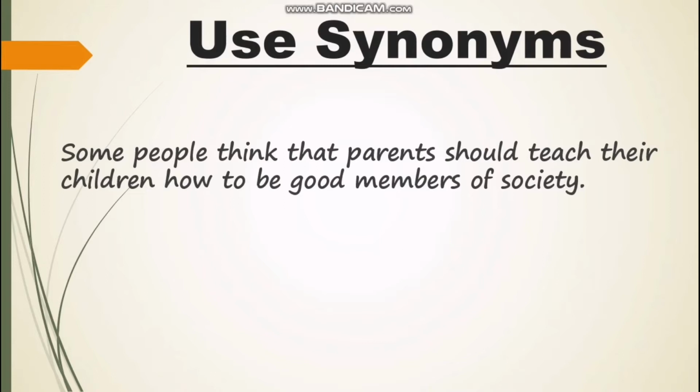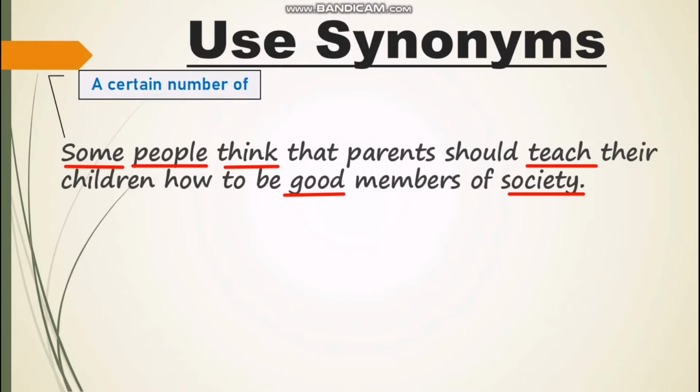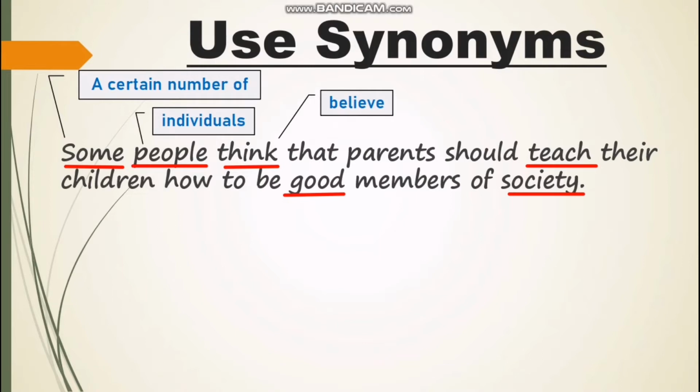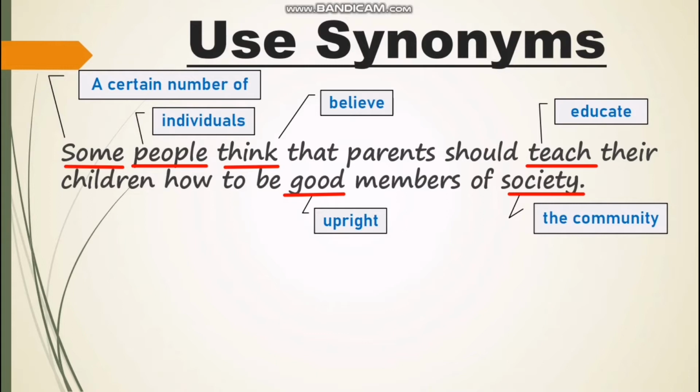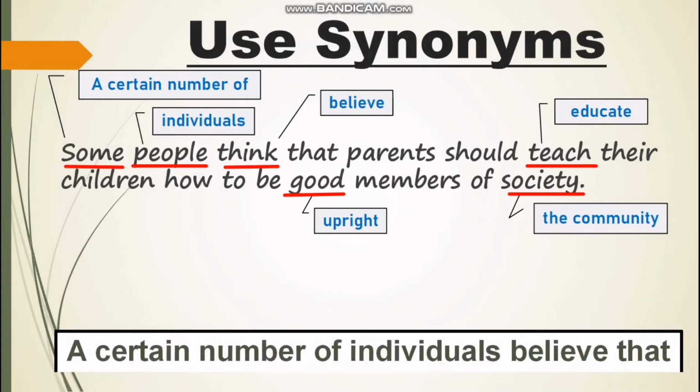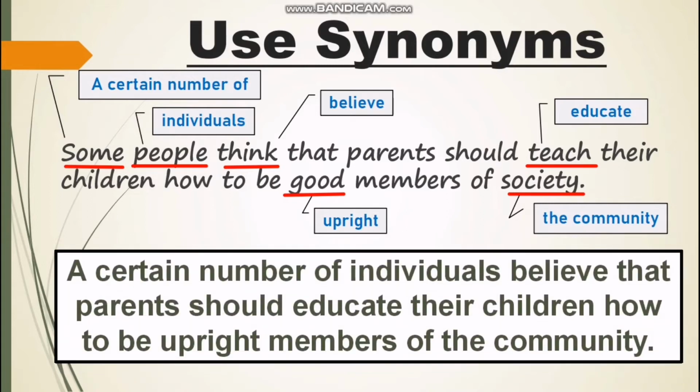Here we'll only be changing the words some, people, think, teach, good, and the word society. Now, for some, we are going to replace it by the phrase a certain number of. For people, individuals, think, believe, teach, educate, good, upright, society, the community. So the new sentence will be, a certain number of individuals believe that parents should educate their children how to be upright members of their community.